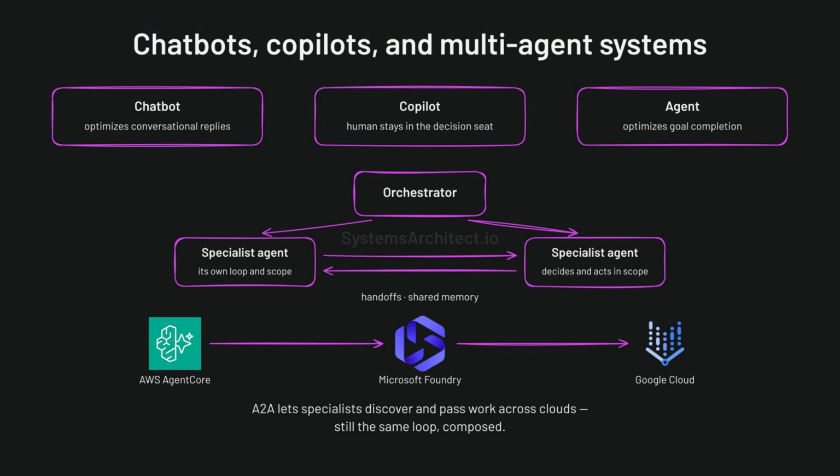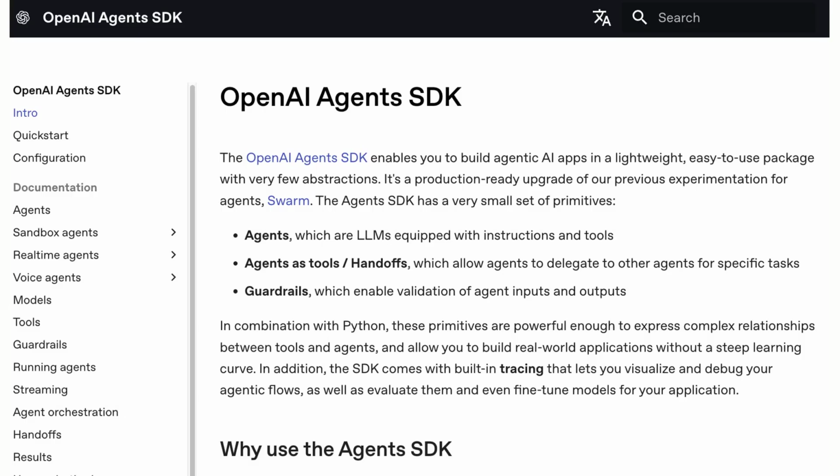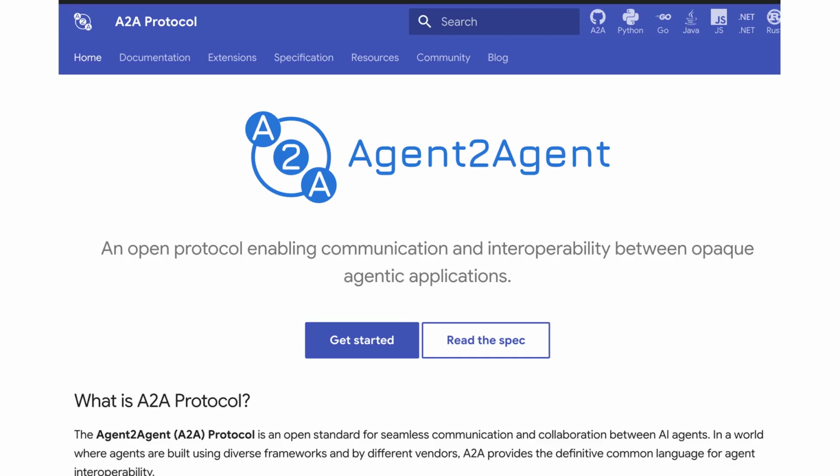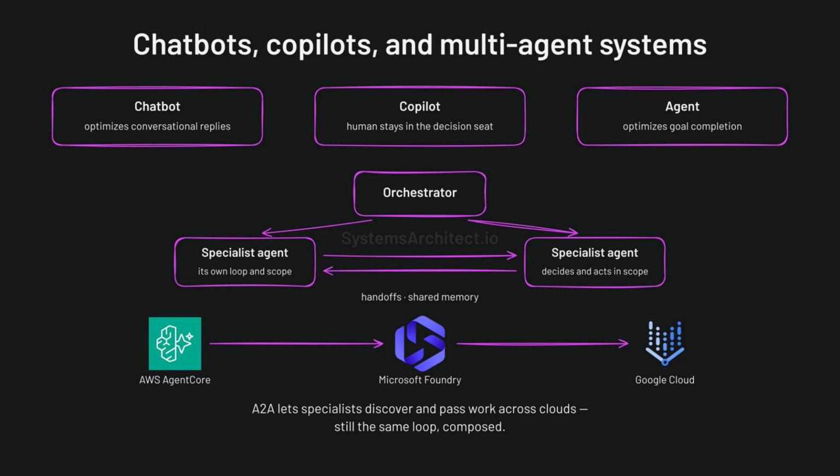Multi-agent systems don't change the definition. They compose several loops with handoffs, shared memory, or an orchestrator. Each specialist is still an agent if it can decide and act within its scope. LangGraph, Crew AI, Google's Agent Development Kit, and the OpenAI Agents SDK each model those handoffs differently. The OpenAI SDK ships a built-in agent loop that runs tools until the task finishes or pauses for approval. The Linux Foundation Agent-to-Agent Protocol, or A2A, now has production footing across AWS Agent Core, Microsoft Foundry, and Google Cloud. Specialists can discover and pass work across clouds.